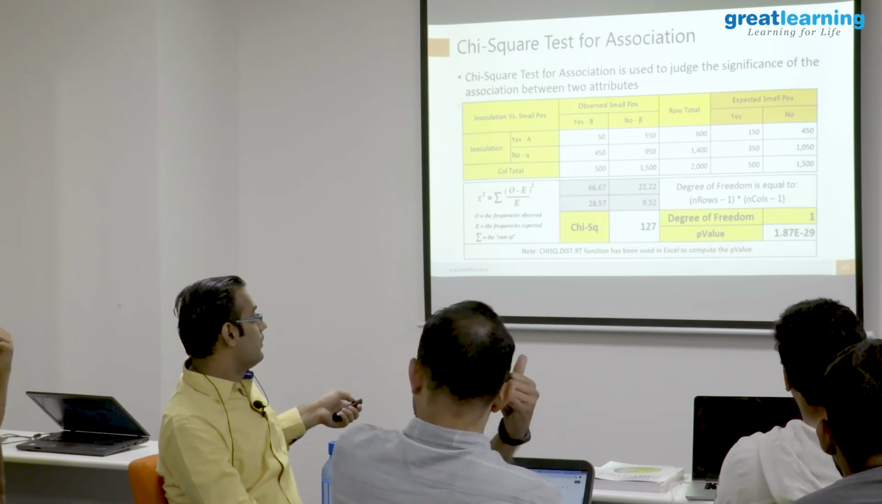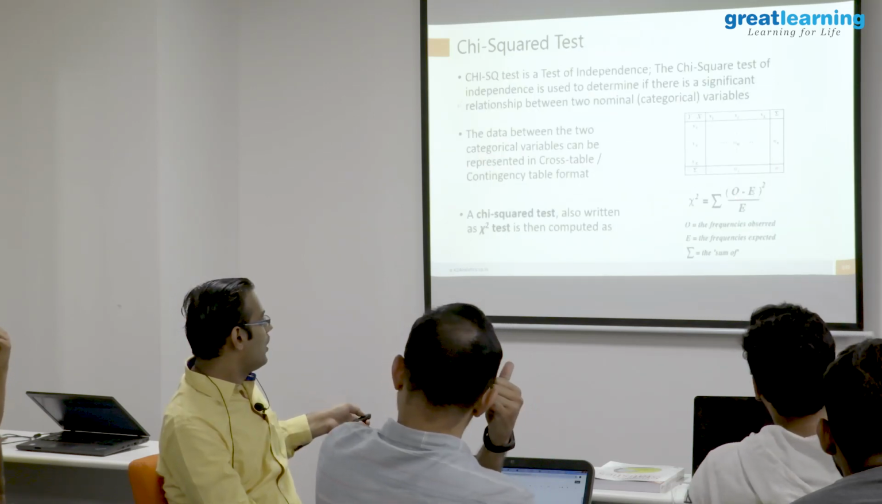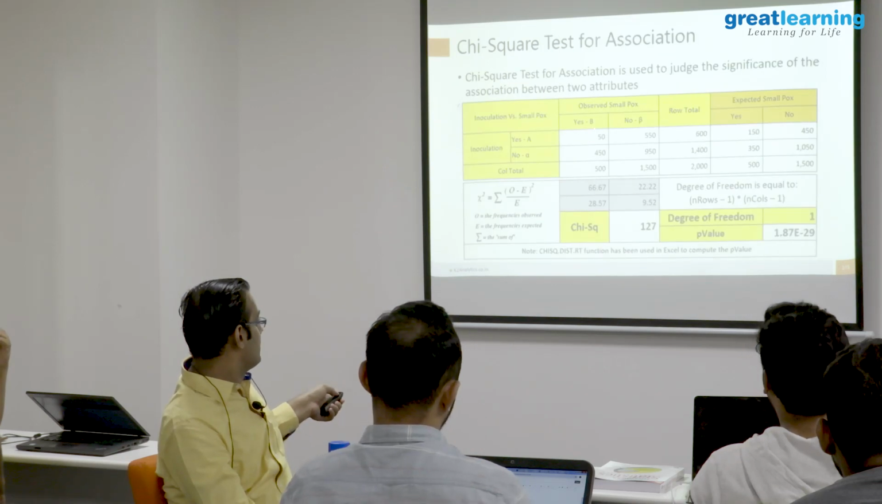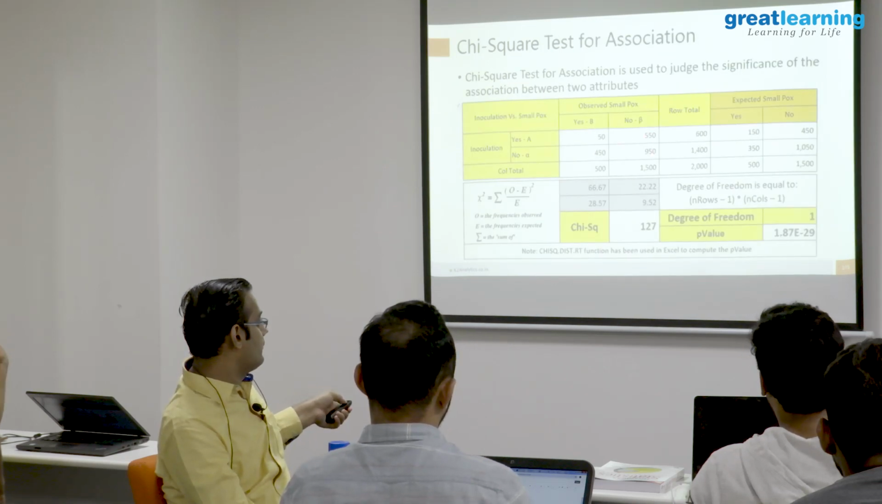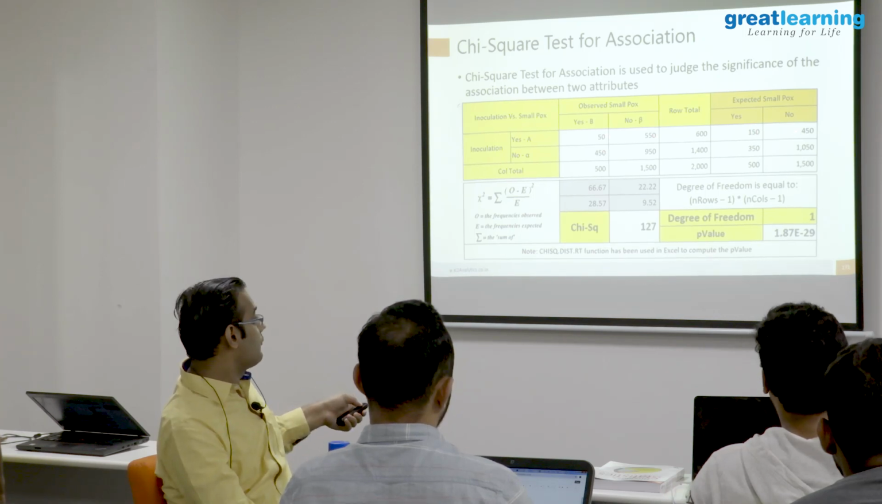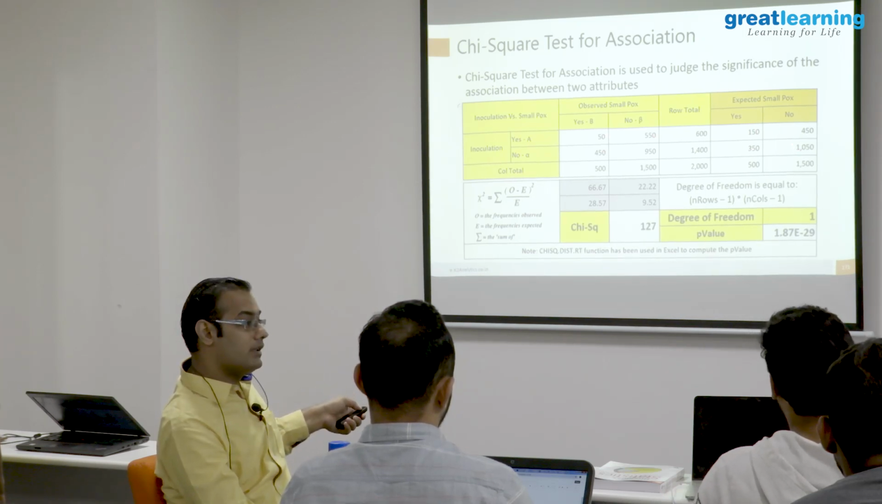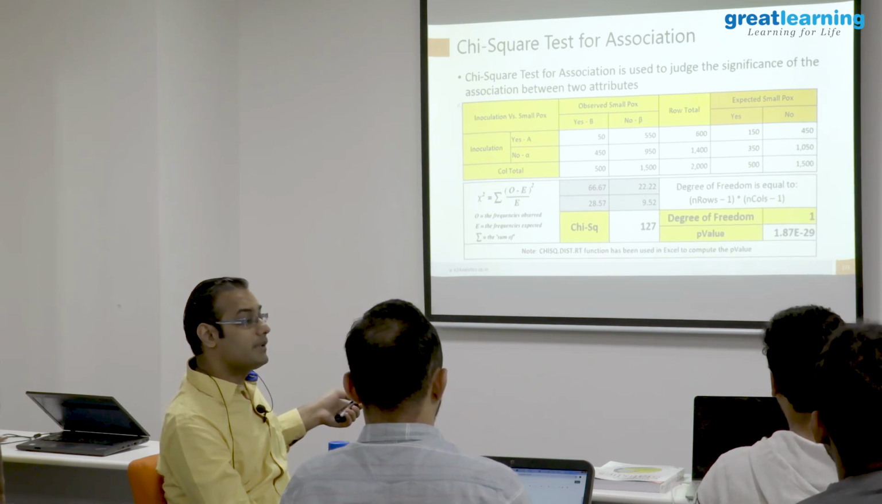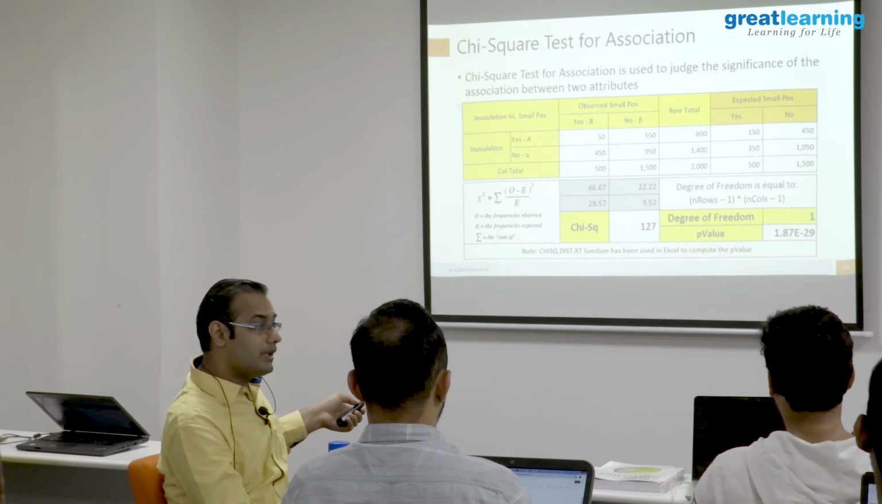Now my chi-square formula. What is the chi-square formula? Observed minus expected the whole square. These four numbers, 50, 450, 550, 950 are observed numbers. This 150, 450, 350, 1050, these are my expected numbers. The formula is observed minus expected the whole square divided by expected.